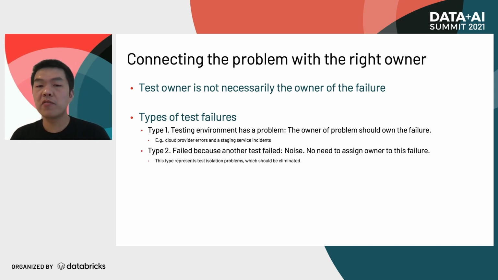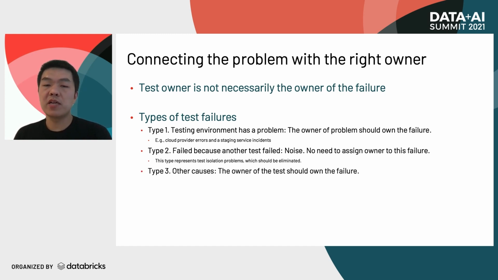The second type of failure are those failures caused by other task failures. You will see this type of failure when tasks are not running in isolated environments. For example, one integration task somehow changed the required data set used by another integration task. For this type of failure, because they are not the root cause, they're just noise and we don't need to look at them. The last type of failure are failures that do not belong to type 1 or 2. For those, the owner of the task should own the failure.